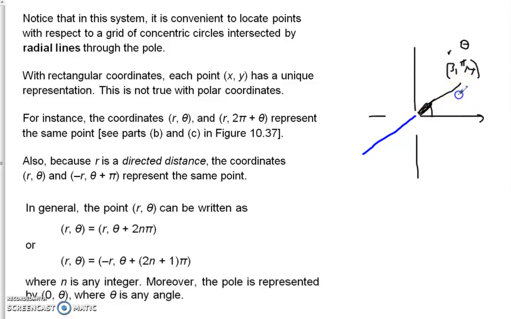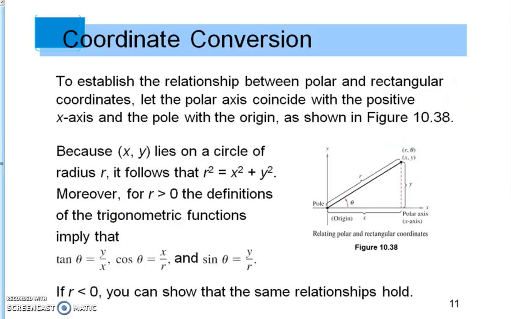So this point is also negative 3, 5 pi over 4. That takes a little bit of getting used to, so try to wrap your brain around that a little bit. Okay, and so you see these two examples. And n is any integer, and it's just talking about how many times we're going around, basically, all the way around. So keep that in mind.